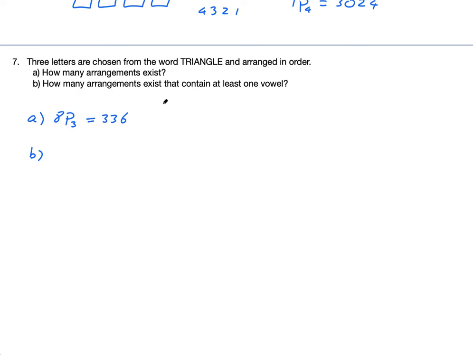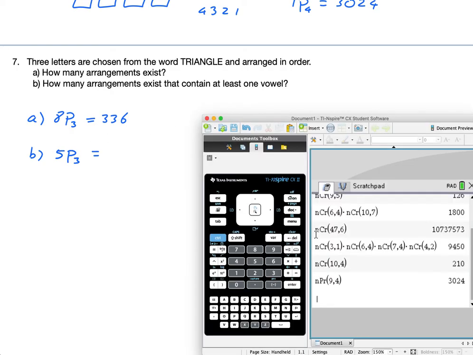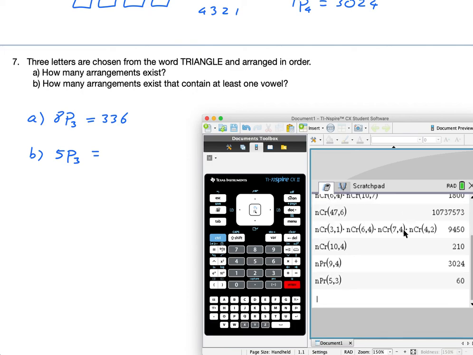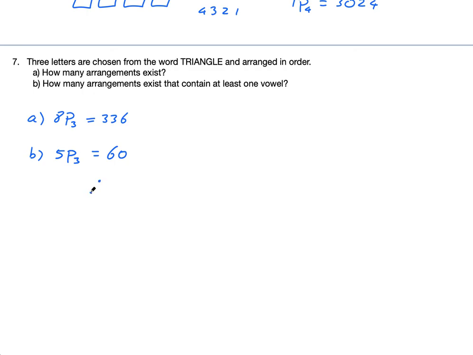So how many combinations will have no vowels? Well, look, there's 1, 2, 3, 4, 5. There's 5 letters, 5 consonants that are not vowels. So if I do 5P3, this is my way of finding out how many different 3 letter arrangements exist out of 5. So let's do that, 5P3. Probability, permutations, 5, 3, 60. This equals 60, therefore the number of arrangements that contain at least one vowel has to be 336 minus 60 equals 276. So this is how many combinations contain at least one vowel.